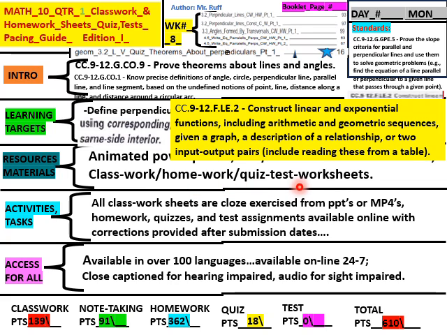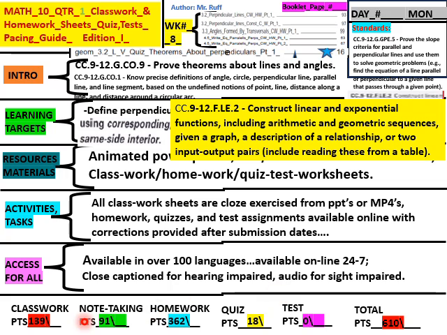Again, resource materials: animated PowerPoint, classwork, homework, quiz, test, worksheets. All class worksheets are a closed exercise from PowerPoints or MP4s. Homework, quizzes and test assignments available online with corrections provided after submission dates. Available in over 100 languages. Available online 24/7. Closed caption for hearing impaired.